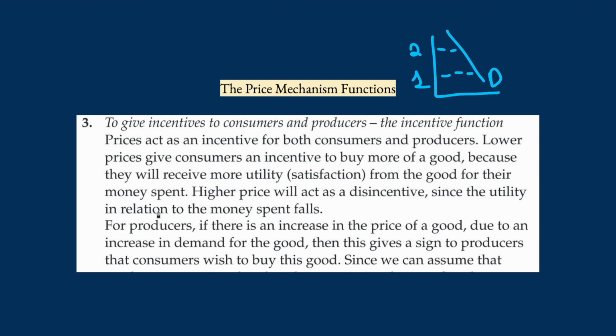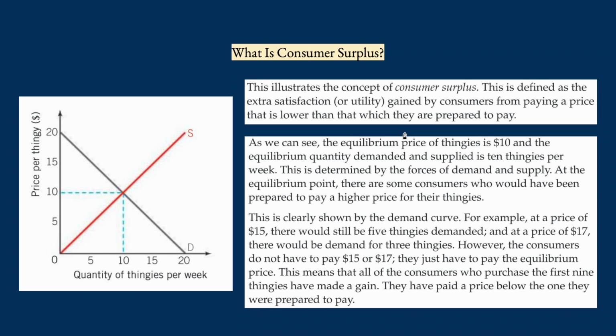And this also works for producers. As for producers, if there is an increase in the price of a good due to an increase in demand for the good, then this gives a sign to producers that consumers wish to buy this good. This is really straightforward, but it just means that if demanders demand more of a product, then obviously suppliers want to increase the size of their business and increase all of their production overall. Hence, if they see an incentive that demand is going to increase for their company, then they will supply more to meet that demand. All right, now let's go back to graphs.